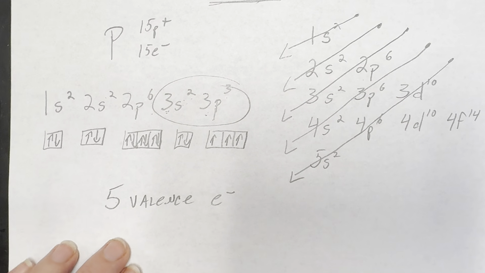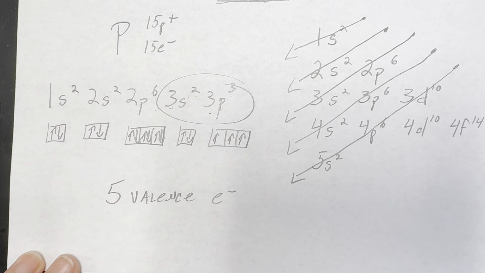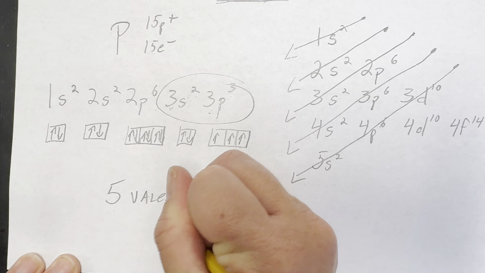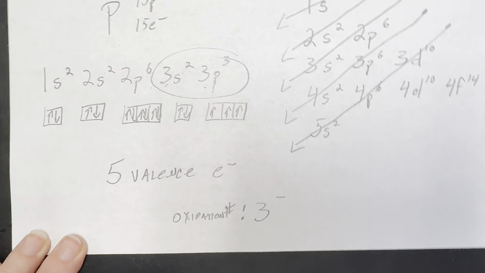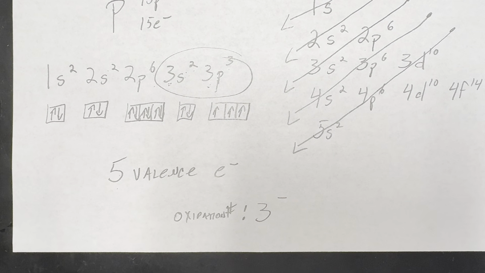Remember, the magic number is 8. All elements want to be like the noble gases, and other than helium, all of the noble gases have 8 valence. If I have 5, it's much easier to gain 3 than it is to lose 5. So my oxidation number is going to be 3 minus, so -3. Also, with the periodic trends, you should know that phosphorus's group, which is the same as for nitrogen and arsenic, will also have -3.